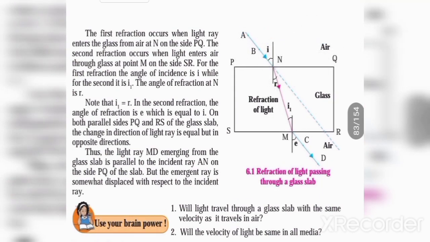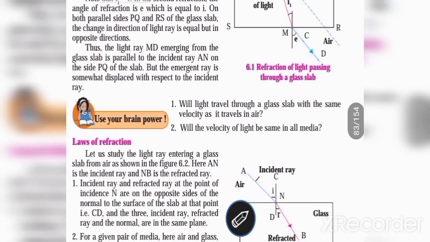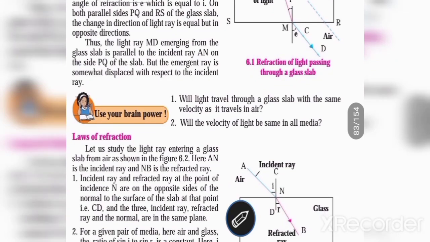Which questions are given there? Will light travel through a glass slab with the same velocity as it travels in air? Yes or no? No. Why? Because the velocity of light is different for different media.